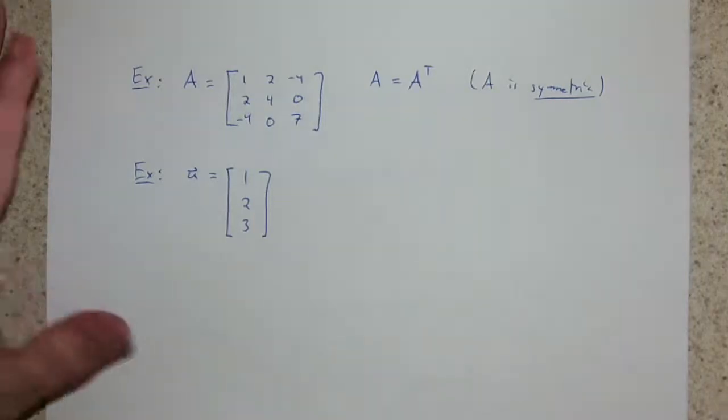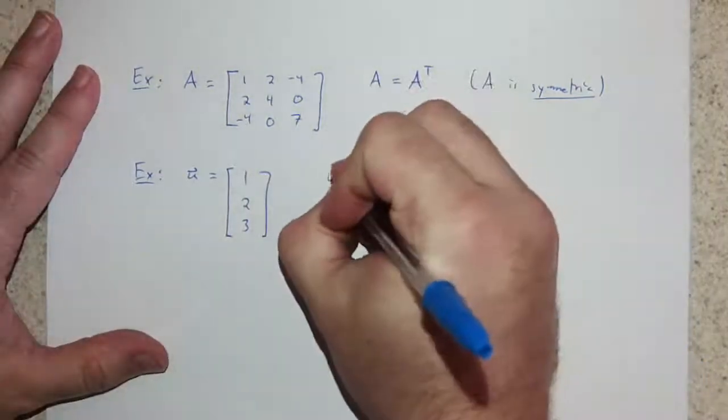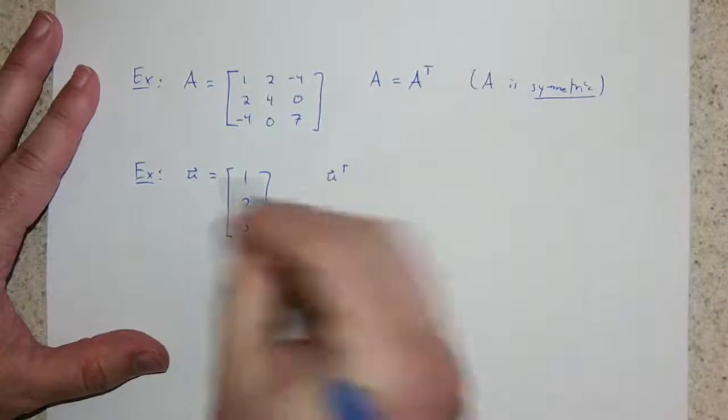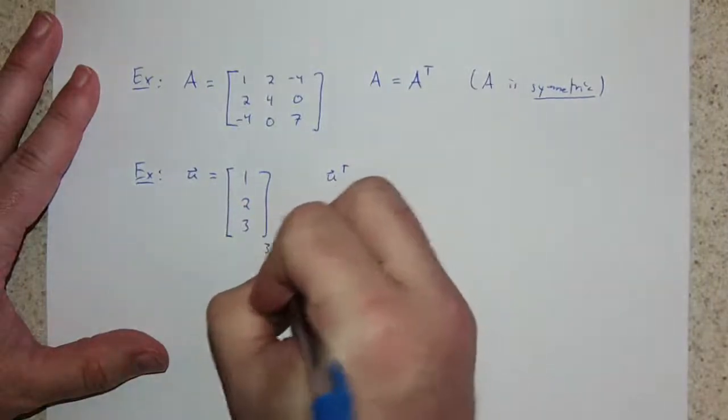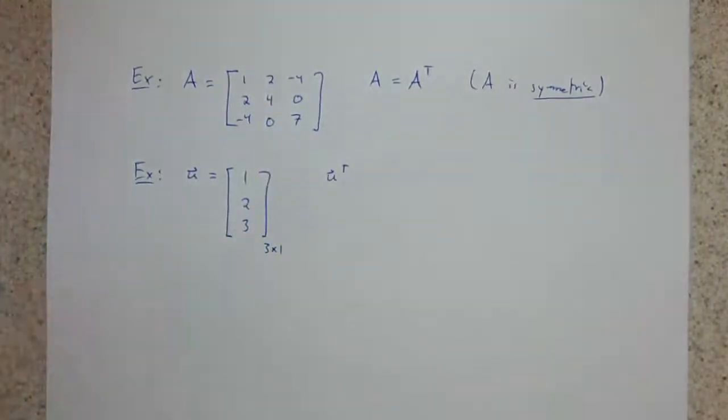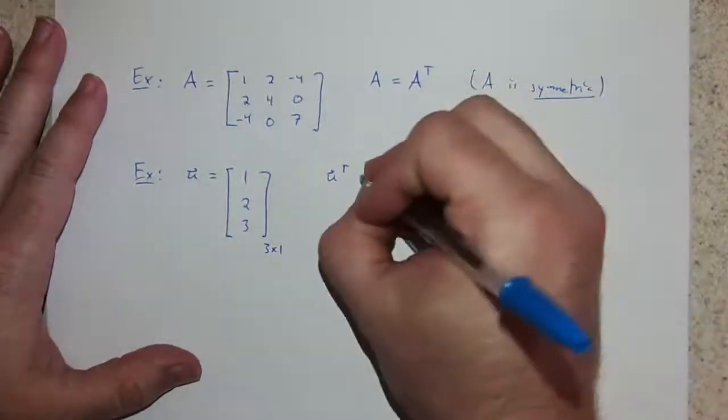And in fact, if I take u and I transpose it, right? So this is a matrix, a 3 by 1 matrix. It's got 3 rows and 1 column. So a vector is just a type of matrix. I know most of you know that, but it's good to see this over and over again, just to remind you. So if I transpose a vector, what do I get?